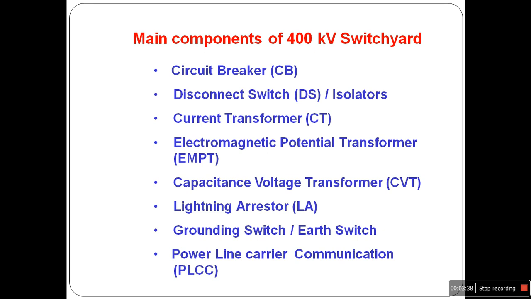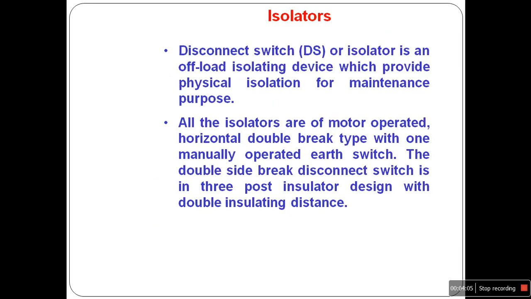So we will focus only on circuit breaker in this session, because I would like to mention here that the circuit breaker used in 400 kV switchgear has some interesting points if you compare it with the circuit breaker used in 220 kV switchgear. So next we see how 400 kV circuit breakers are important. First we will see about isolators, because the isolator used in 400 kV switchgear is not different, but still I am showing you.